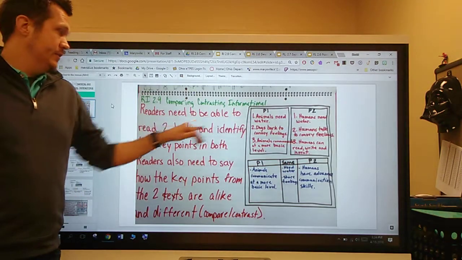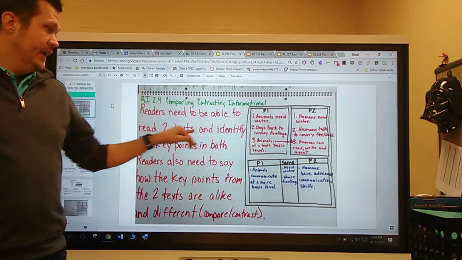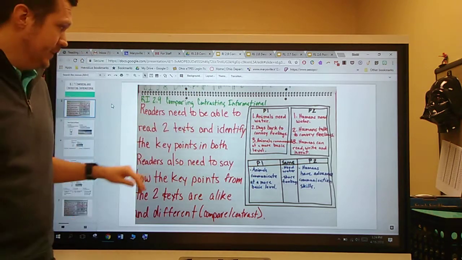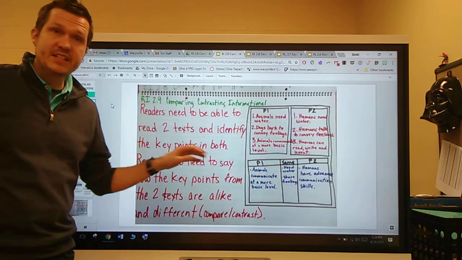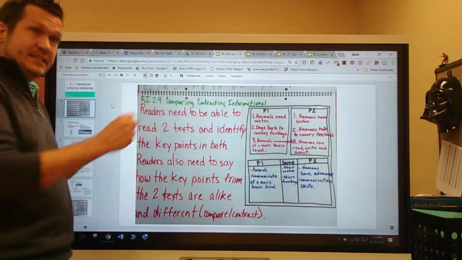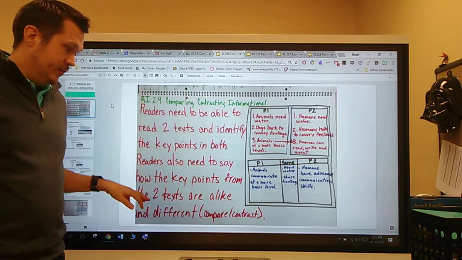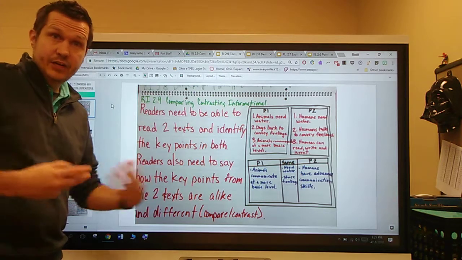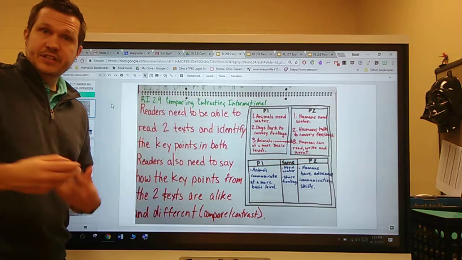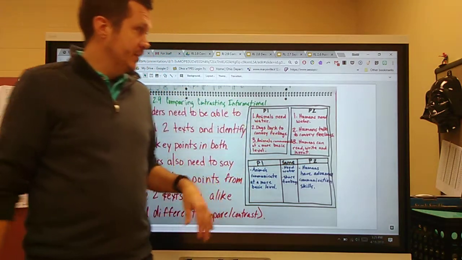So, readers need to be able to read two texts, or more, and identify the key points. What are the key things the author's trying to teach you? We've talked about those before. What are the key points in both of the texts? Readers also need to be able to say how the key points from the two texts are alike, which means compare them, and how they're different, which means contrast them. So here's a quick example of what that is, and then we'll jump into another one.